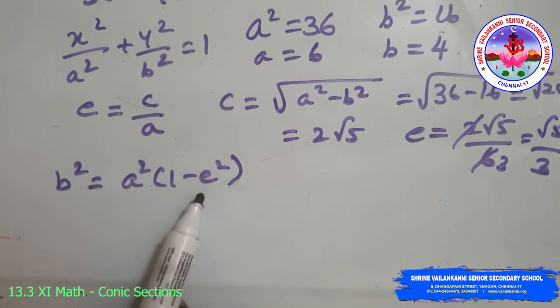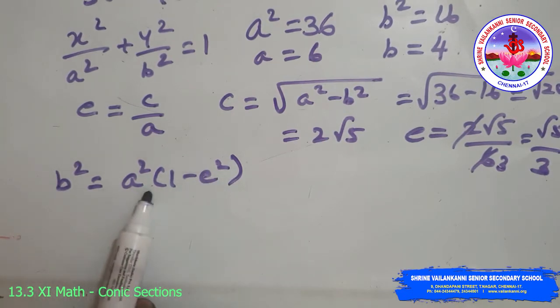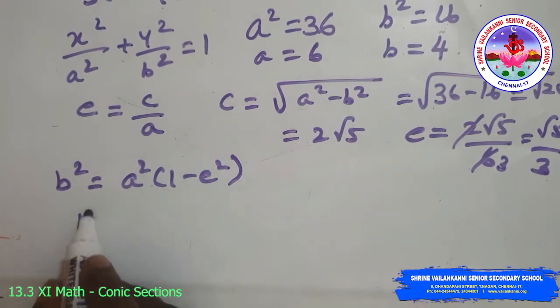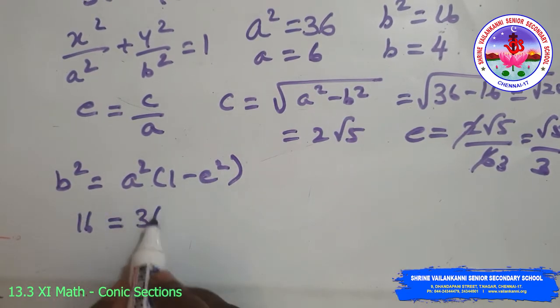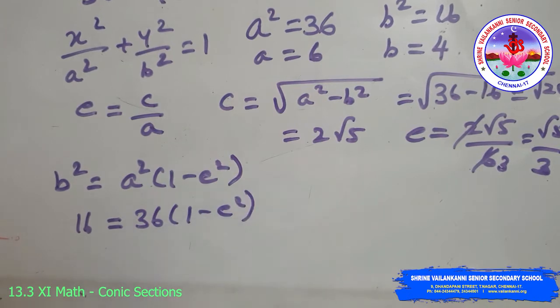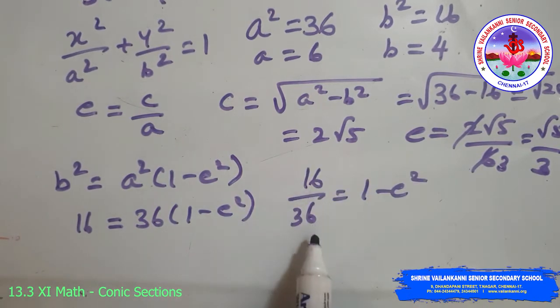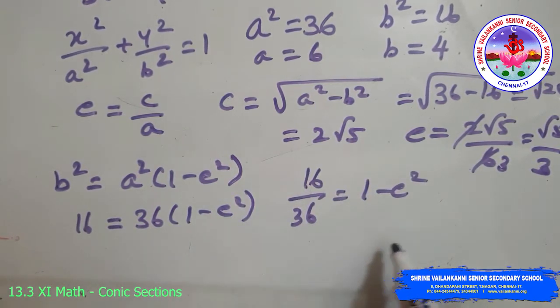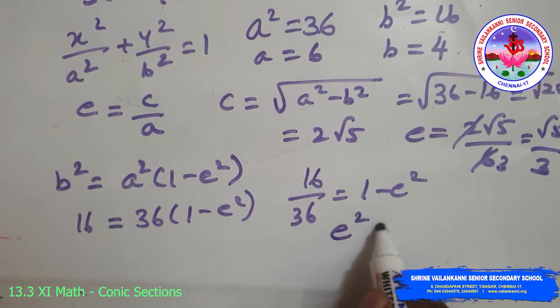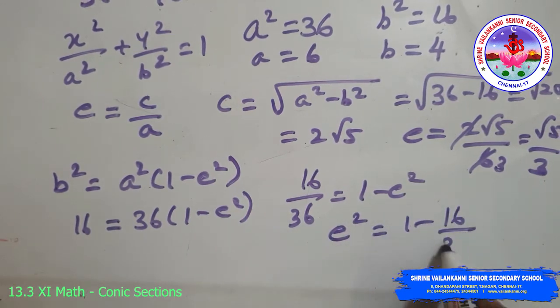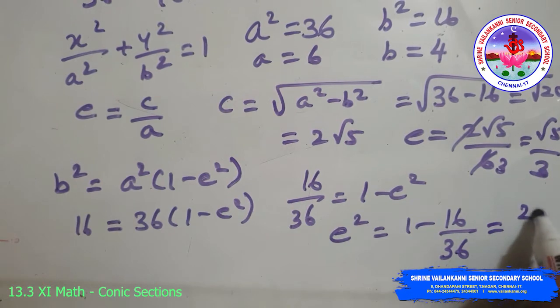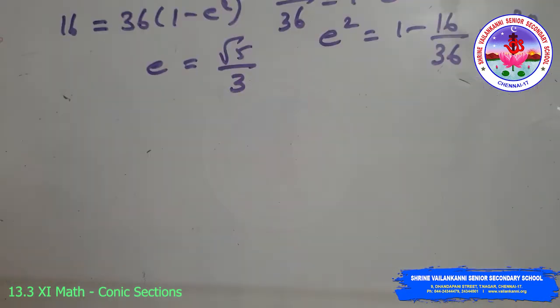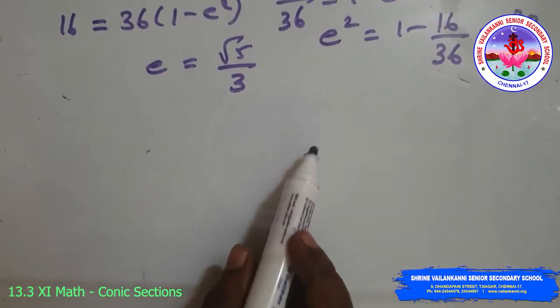Or we can find eccentricity using the formula b square equal to a square into 1 minus e square. So b square is 16, which is equal to 36 into 1 minus e square. So 16 by 36 is equal to 1 minus e square, or e square equal to 1 minus 16 by 36. So we get 20 by 36, or e equal to root 5 by 3.